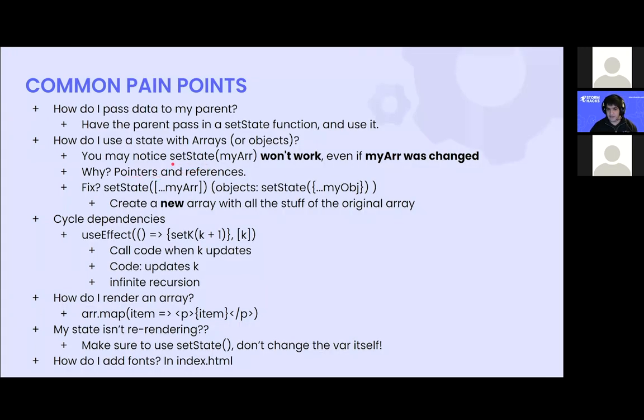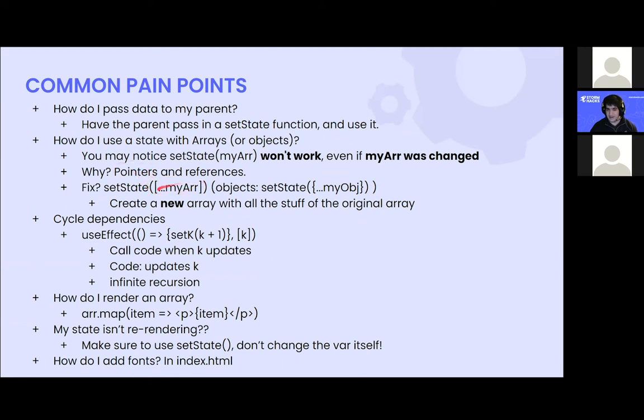So you might notice that set state, or whatever your variable is, and then a new or the same array that you push something into or remove something from, won't work. That's because of pointers and references and detailed JavaScript implementation. How do you fix it? You kind of break JavaScript. You say create a new array, and this is called the spread operator, with all of the items in the old array. And so why does this work? It creates a new pointer to a new array.